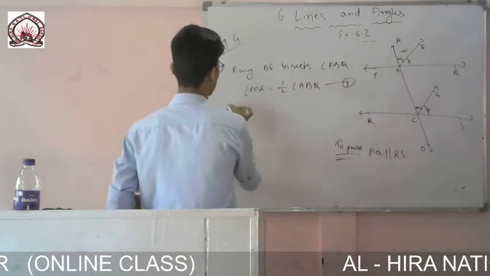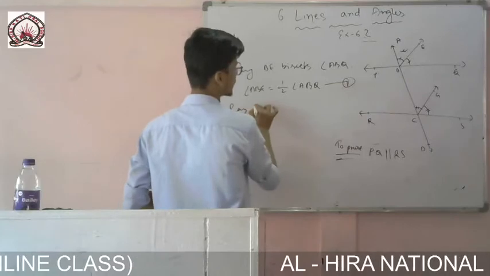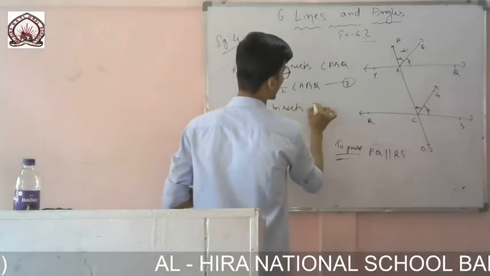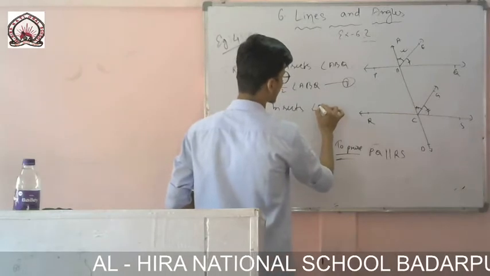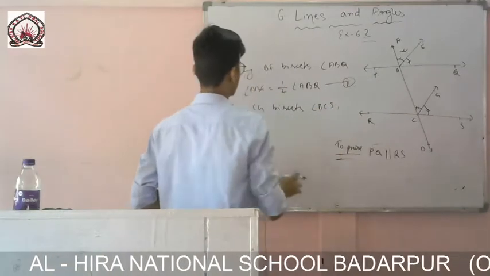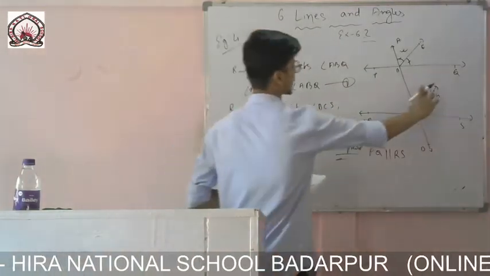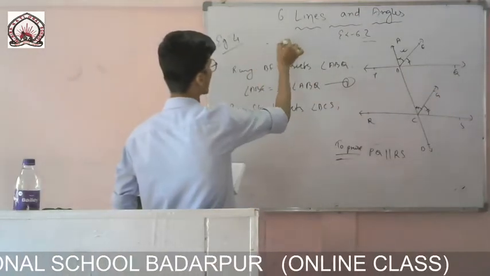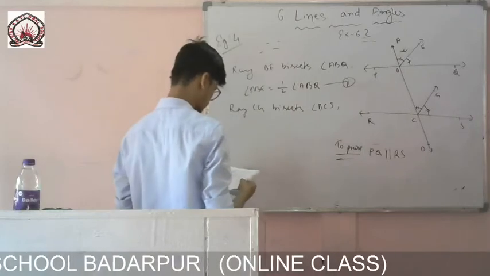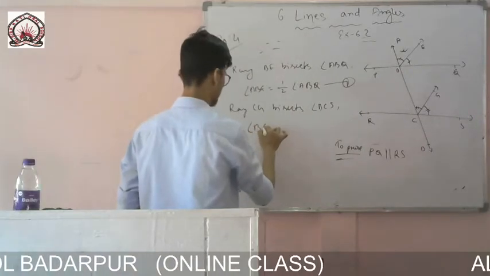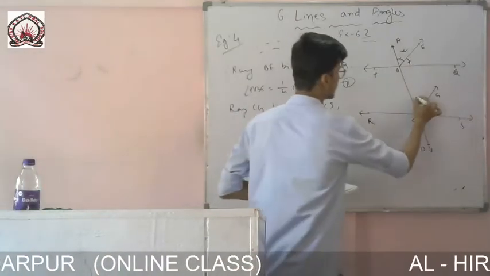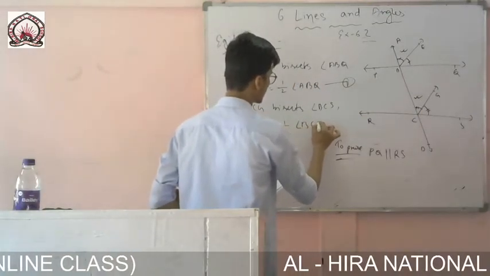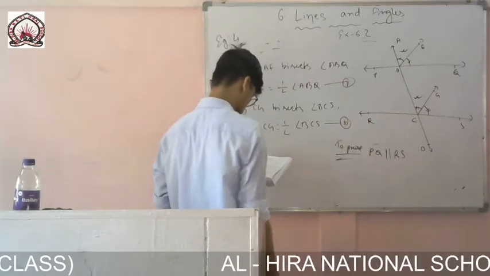Similarly I can write ray CG bisects angle BCS. Since ray CG bisects this whole angle, what do I write? You write everything, okay? I am just showing the main line. Angle BCG will be equal to half of this whole angle, that is BCS. This is our equation number 2.